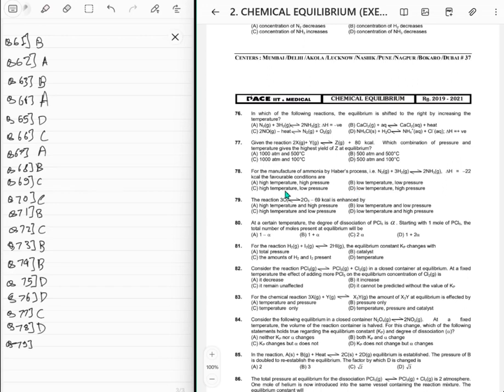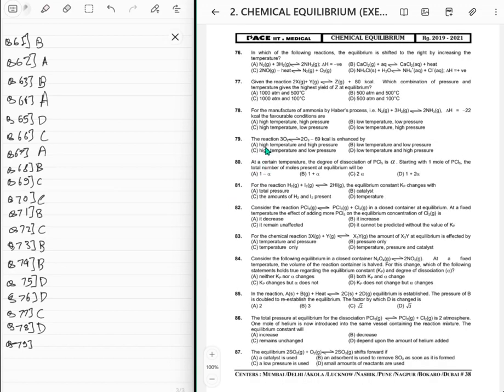Question number 79. Why are these questions getting easier and easier? The reaction, this thing is enhanced by, come on, seriously. So high pressure, of course. All these three questions were the same. So high pressure, low temperature. Wait, no. Over here it's negative 69 Kelvin, so that means it's actually endothermic. That means high temperature and high pressure. Right. So question number 79A.